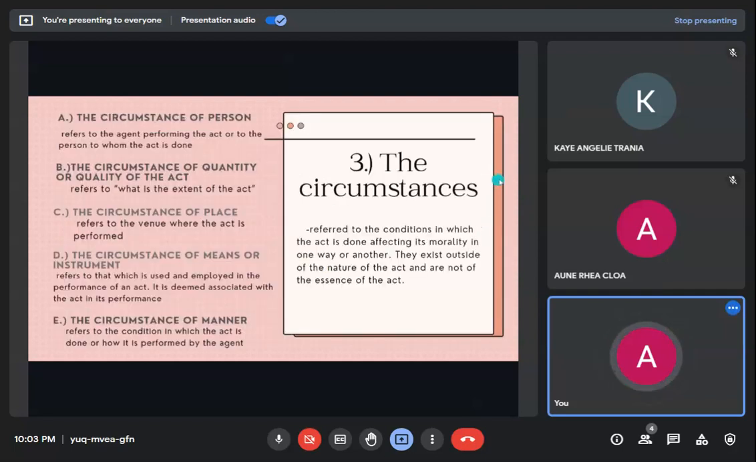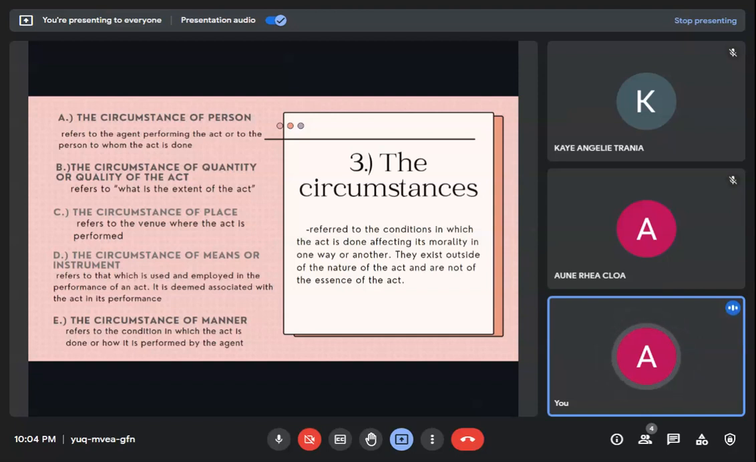The last one is the circumstances, which refer to the conditions in which the act is done, affecting its morality in one way or another. They exist outside of the nature of the act and are not of the essence of the act. This means the circumstances look at responsibility, like how responsible we would hold someone for their actions. So these are the circumstances you have to look at.